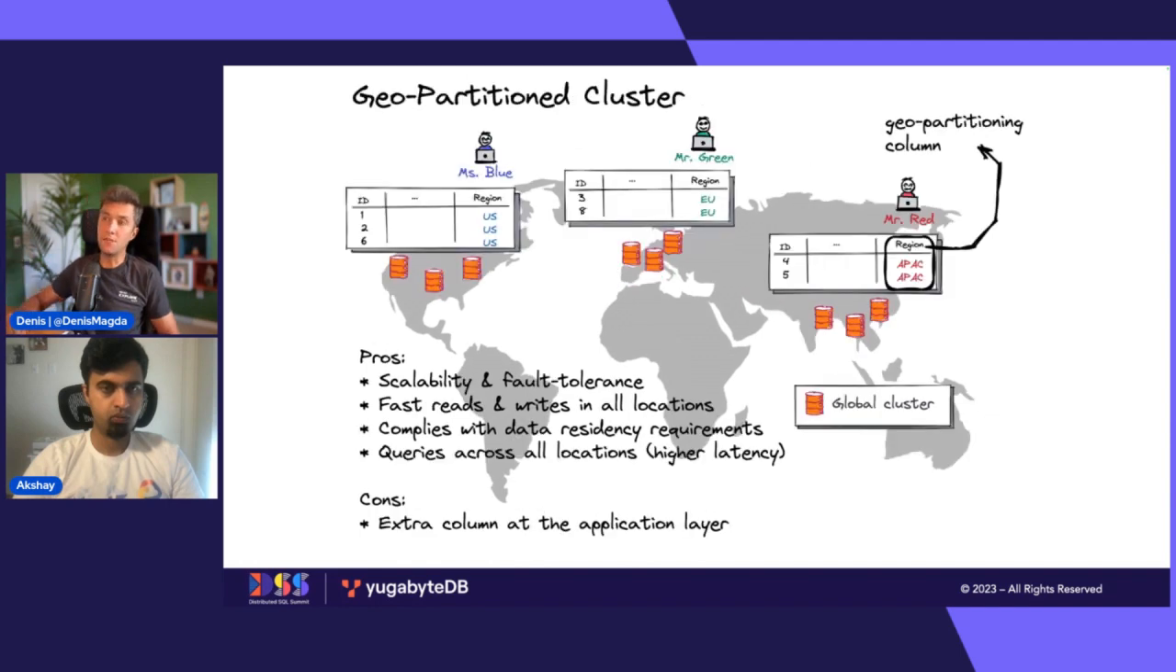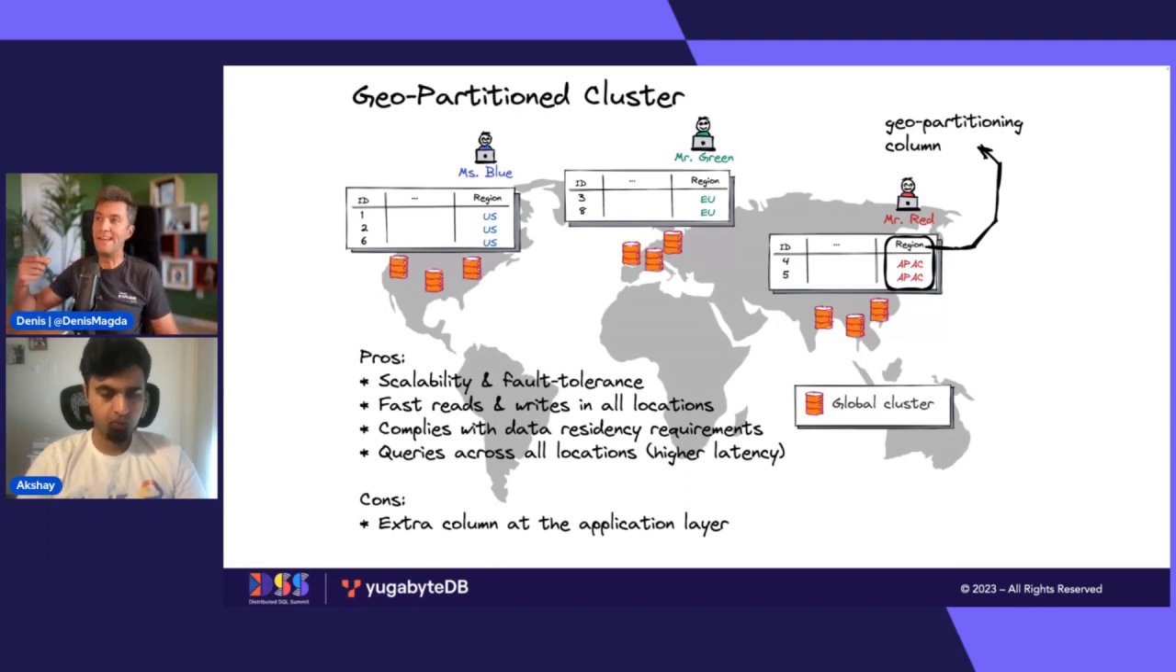And another configuration, the last one, that is ideal if you want to accelerate both reads and writes, if you want to have low latency for write and read requests across distant locations, is a geo-partitioned cluster. This one is uniquely supported by YugabyteDB. So basically what you need to do, you deploy a single cluster across your selected regions, and then you define a special column.